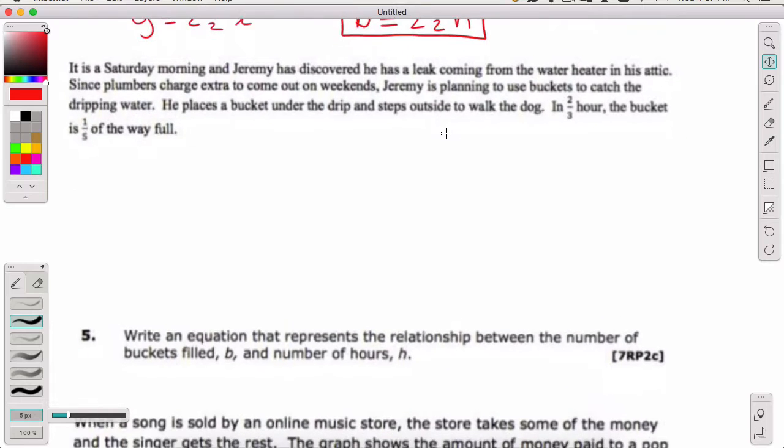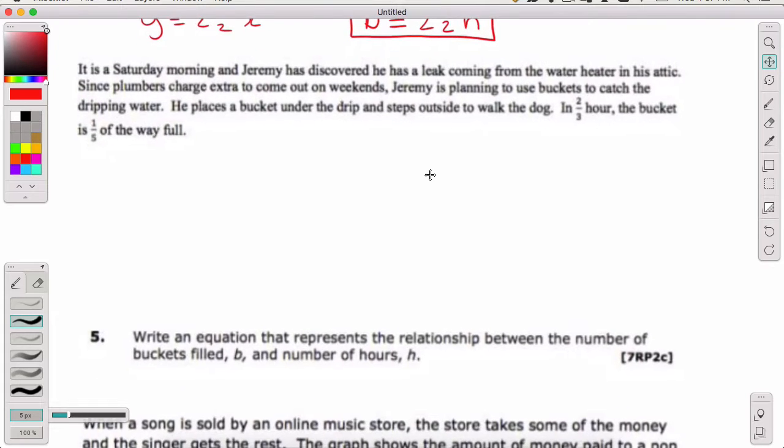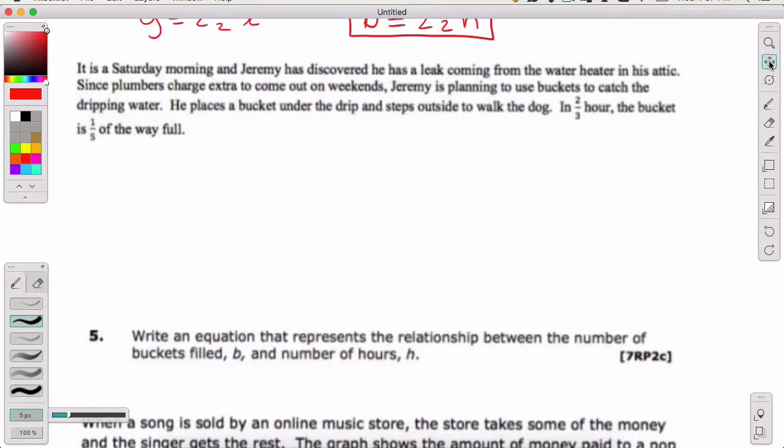The next equation is question 5, and it refers to the leak. It's Saturday morning, and Jeremy has discovered he has a leak coming from the water heater in his attic. Since plumbers charge extra to come on weekends, Jeremy is planning to use buckets to catch the dripping water. He places a bucket under the drip and steps outside to walk the dog. In 2/3 hours, it is 1/5 of the way full.